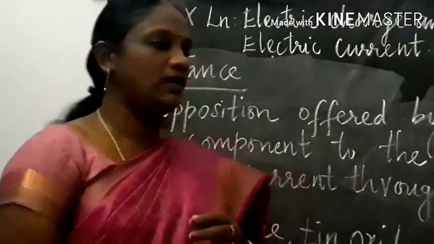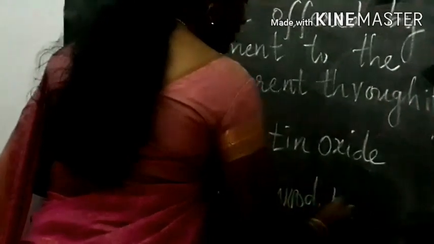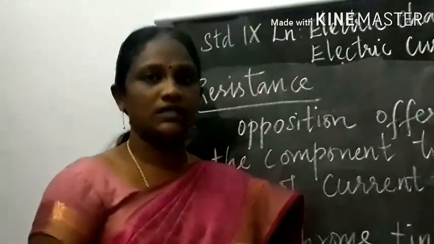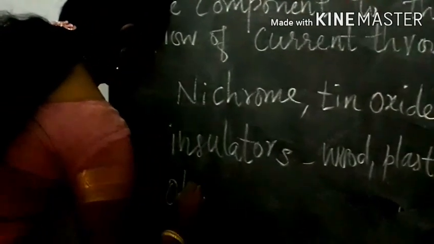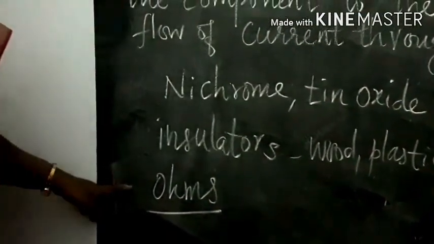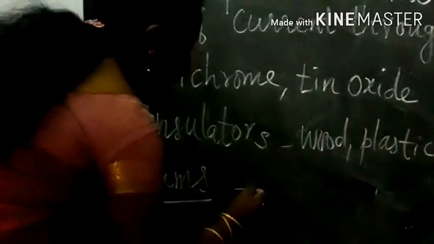Can you give me an example of an insulator? It is wood, plastic, etc. The unit for resistance is ohms. What is the unit for resistance? The unit for resistance is ohms, and this is the symbol for representing ohm.